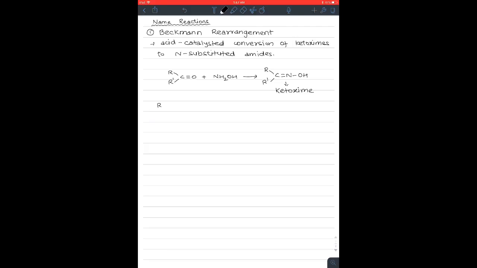Let's see that reaction. If I'm having RCR dash double bond N and OH, and this is treated with H+, the product which we'll get will be R dash C double bond O N H and R. So this product which you are getting is N substituted amide. Now the point is, between R and R dash, which alkyl group is going to migrate, how will we decide? The alkyl group which is anti to this OH will migrate in this reaction.